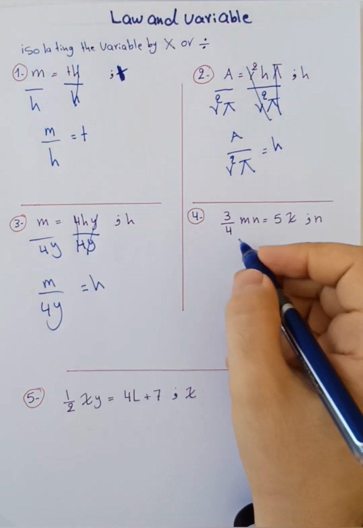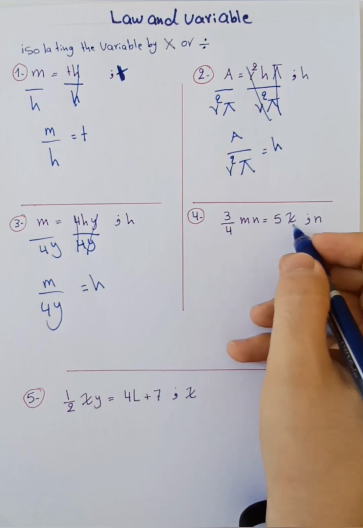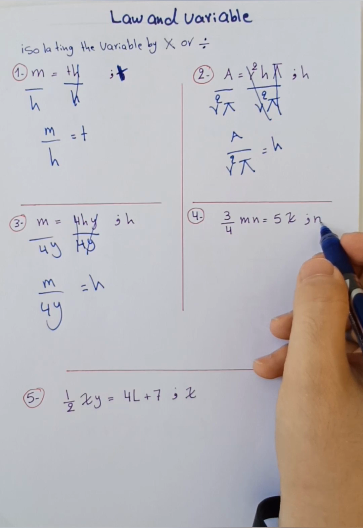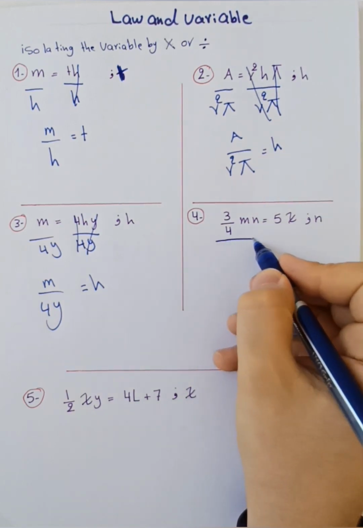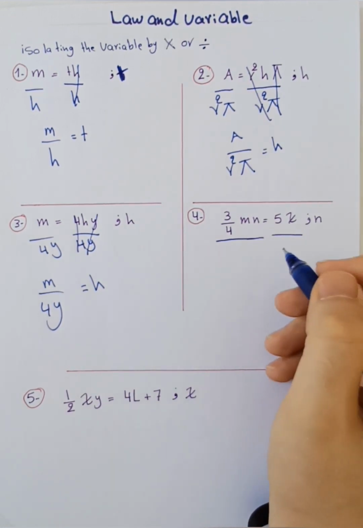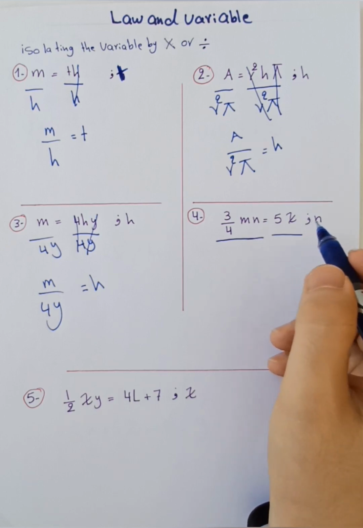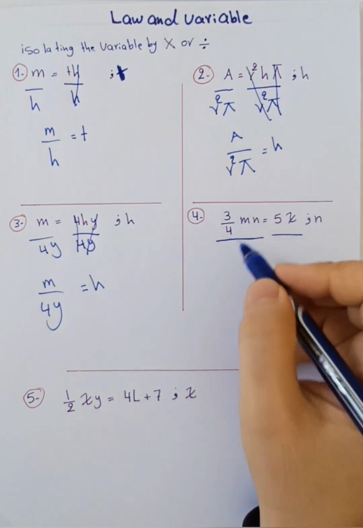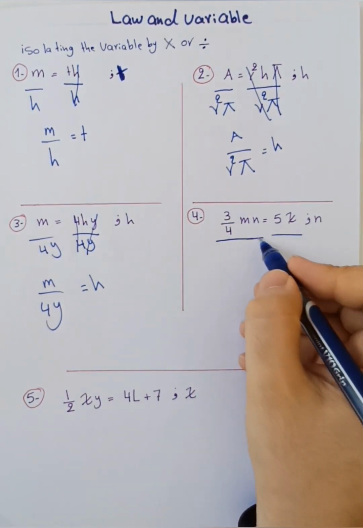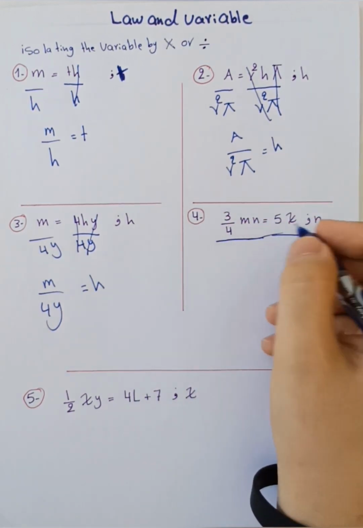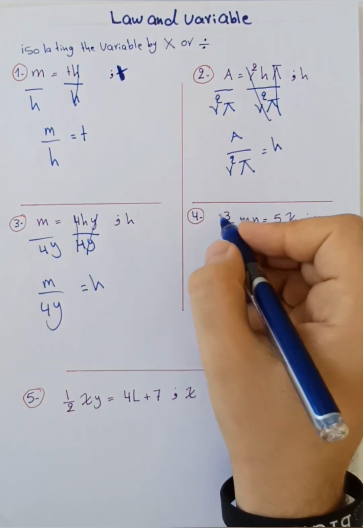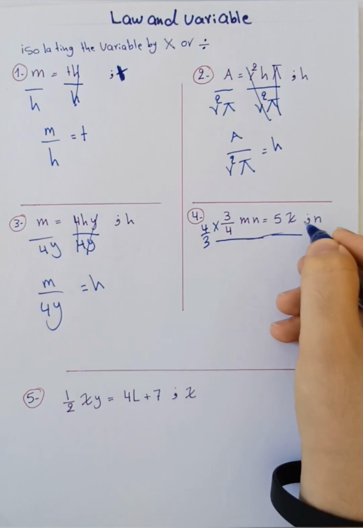Example number 4, we have 3 out of 4 mn equal to 5x, the variable n. So you have to make this equation, the variable n stay alone. We have to divide both sides by 3 out of 4 m. But first, we have to reduce this 3 out of 4. So, first step, you can multiply both sides by 4 out of 3, the reciprocal of 3 out of 4.